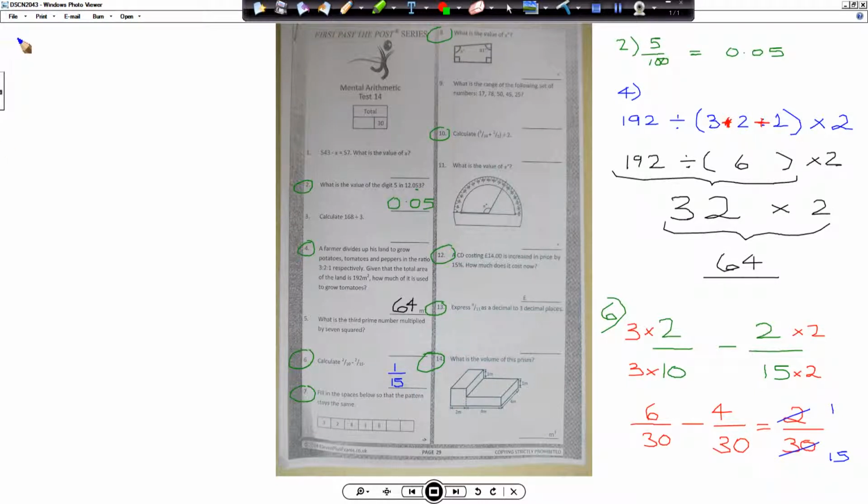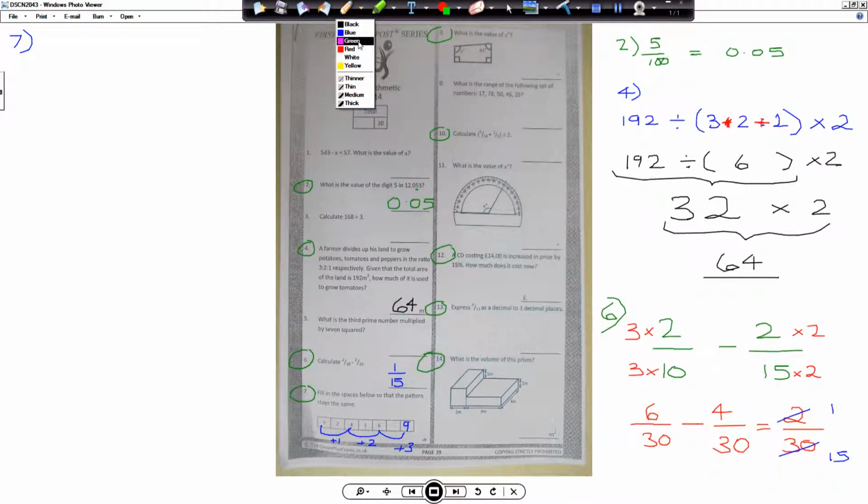Okay, the next question is number 7. Fill in the spaces below so the pattern stays the same. So we have here 3, add 1 is 4. 4 add 2 is 6. And 6 add 3 is 9. So this last one should be 9.